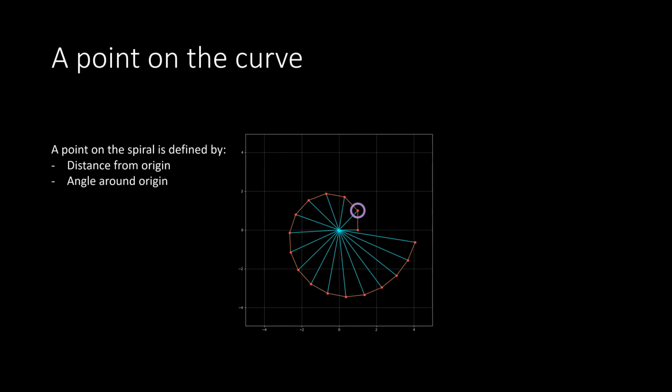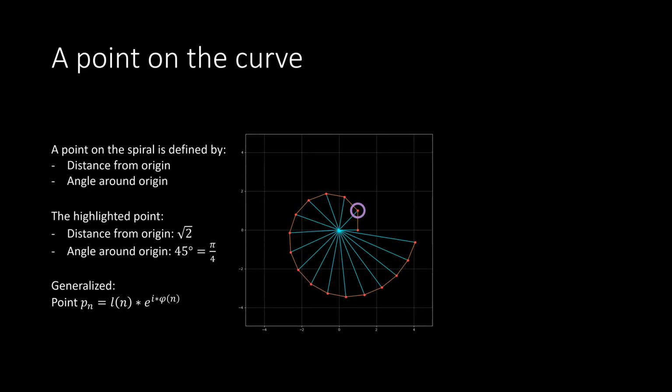So we have two defining factors. First of all, this point has a distance from the origin, and it's very conveniently given by the side length of the corresponding triangle. In this case, it's the first triangle. And also there's an angle around the origin that gives us the angle of the point.